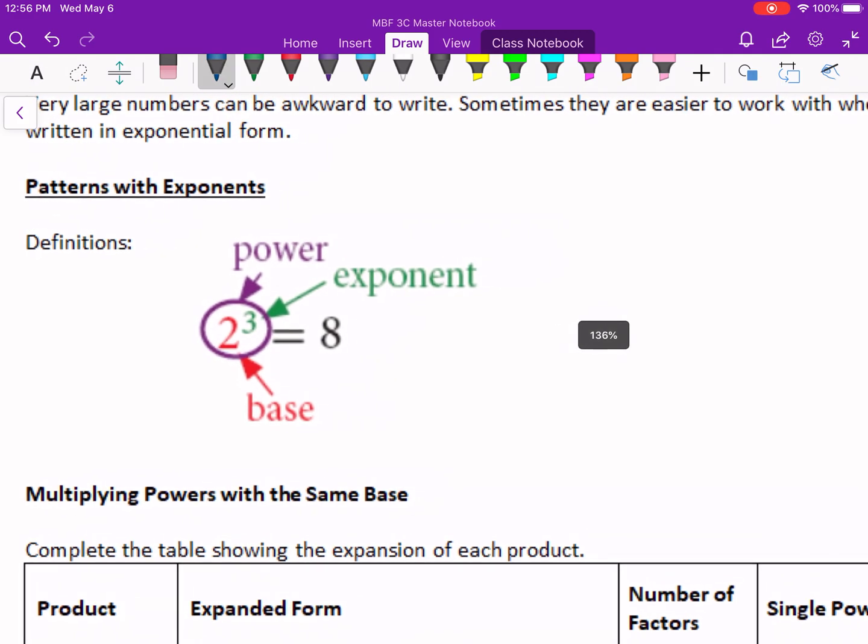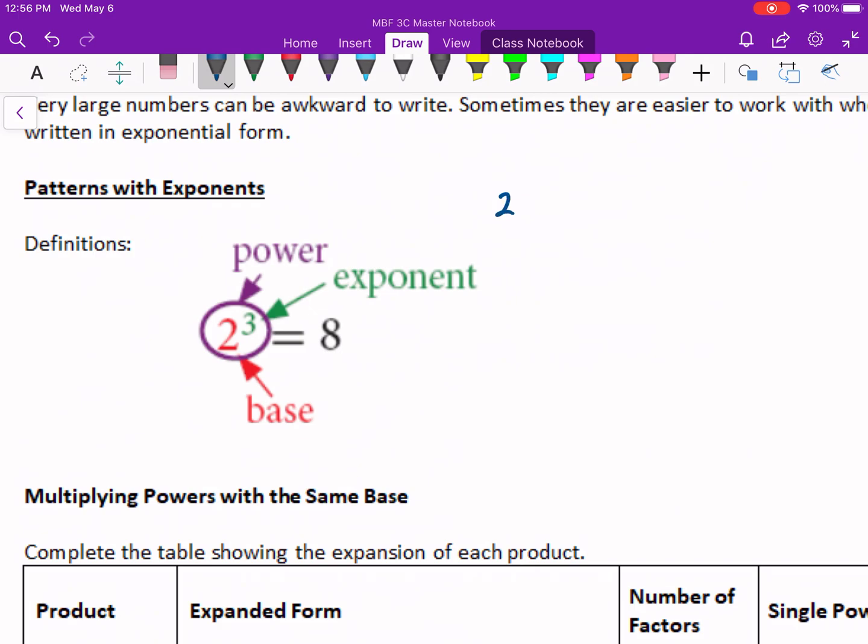And what a power means, so 2 to the 3, means 2 times 2 times 2, which is not 6. Sometimes people confuse powers with multiplication. It's not 2 times 3, it's 2 times itself 3 times. 2 times 2 is 4, and then times 2 again is 8. So that's a relatively small number, 8.